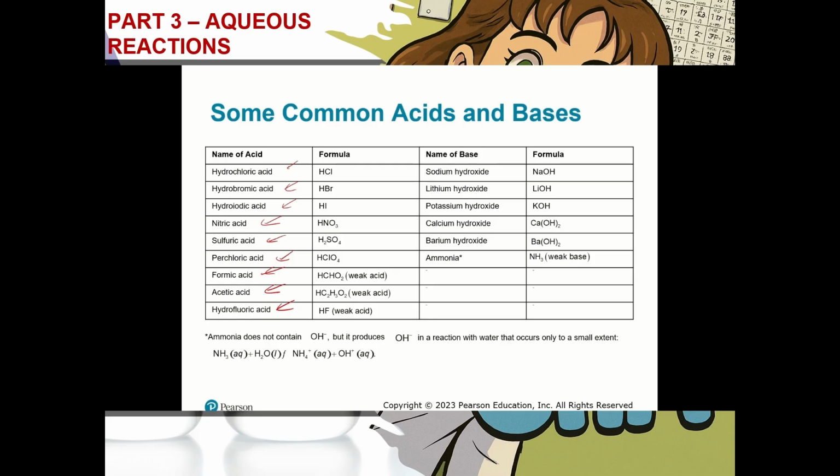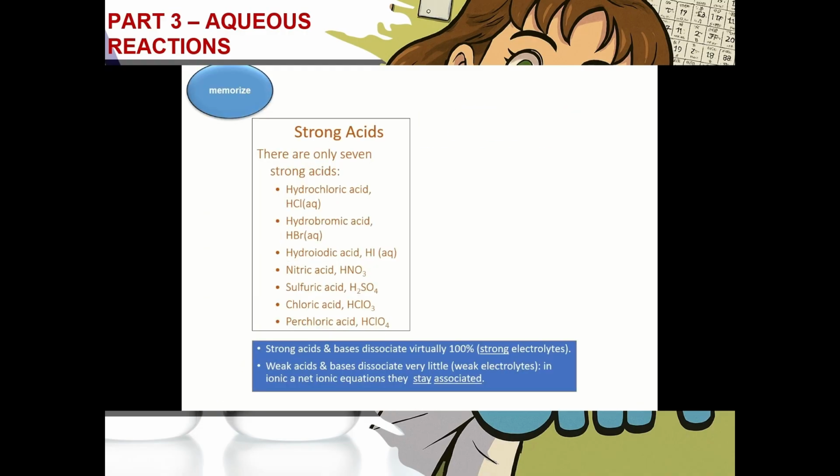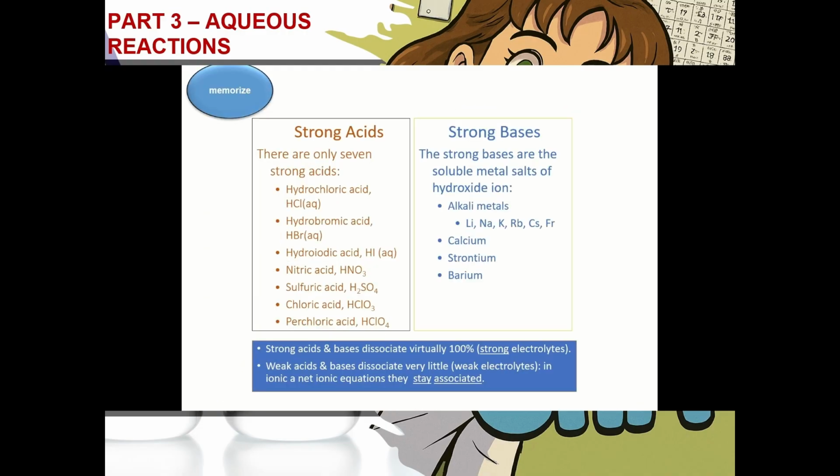Okay, and we have some strong and weak bases. Here is a way that you can memorize those. We have the strong acids separated over here, and we have the strong bases here, which are the alkali metals with the hydroxide ions, like lithium hydroxide, sodium hydroxide, potassium hydroxide. All those are very strong bases. Calcium hydroxide, strontium hydroxide, and barium hydroxide are strong bases.